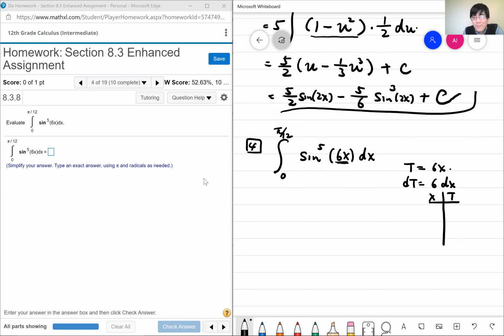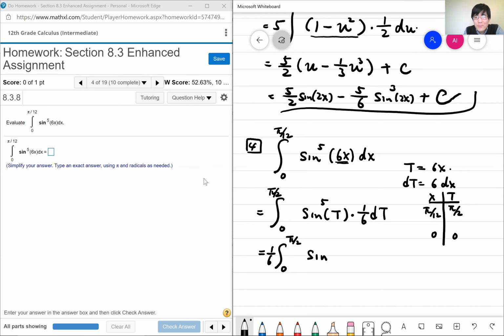And you have to change the interval. So when x is 0, t is 0. When x is pi over 12, t is pi over 2. After making this substitution, it's going to be sine t to the power of 5 times 1 over 6 dt. 1 over 6 is just a constant, so you can put it outside. So the problem becomes this.